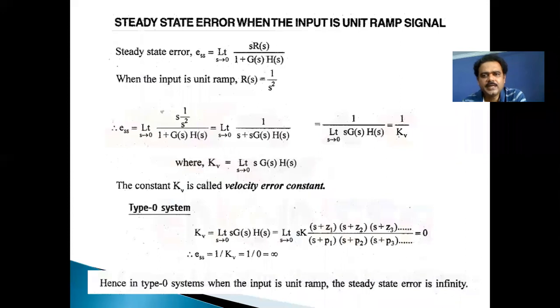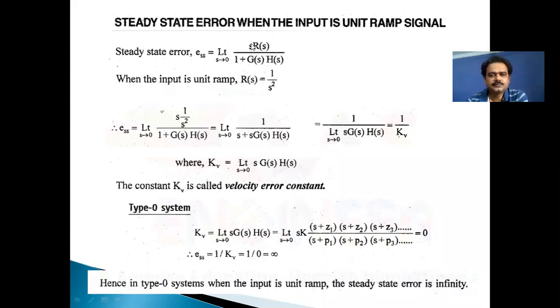Now for the second input, if we consider a unit ramp input for the same system, the steady state error becomes limit s tends to 0, s into R(s) by 1 plus G(s) H(s). This is a known formula, and this is the error signal.